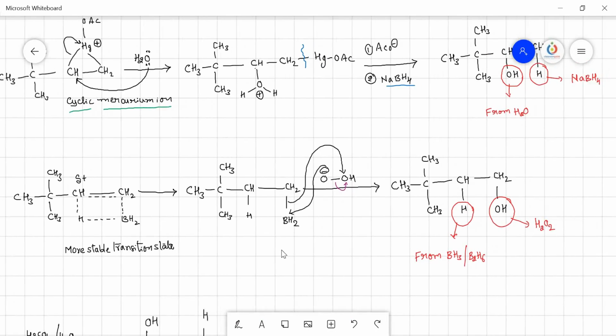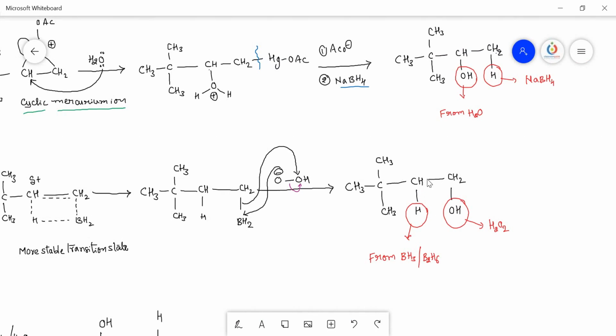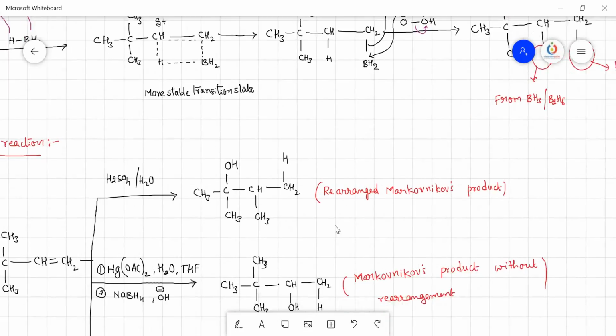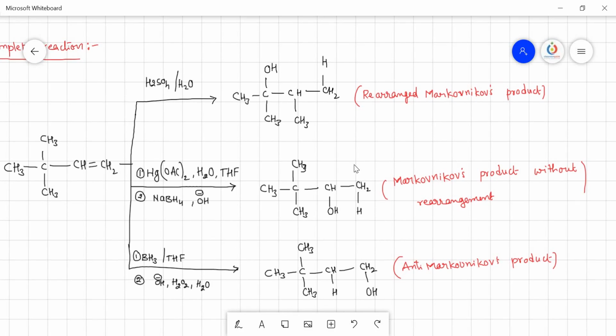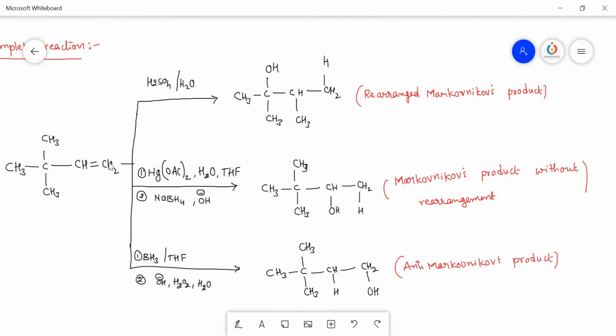And afterwards we get the molecule alcohol where hydrogen is added to the CH, that is this hydrogen is from the BH3 or B2H6. If you take the BD3, here you will get the deuterium and this OH is from the H2O2, not from the water. So generally in examinations they give the complete reaction. So to fully understand this reaction, you see the same reaction over here, so that at a single place we can understand this at a glance.